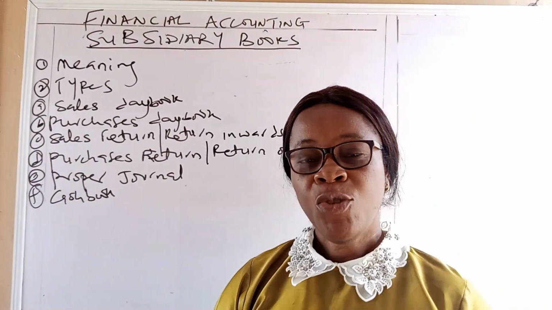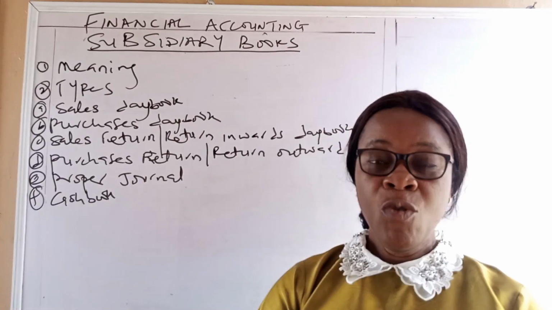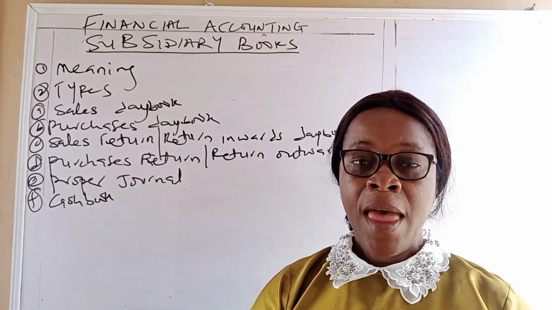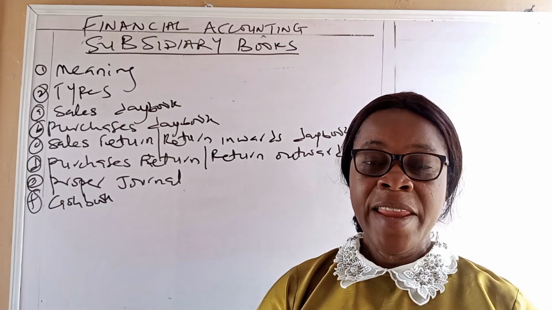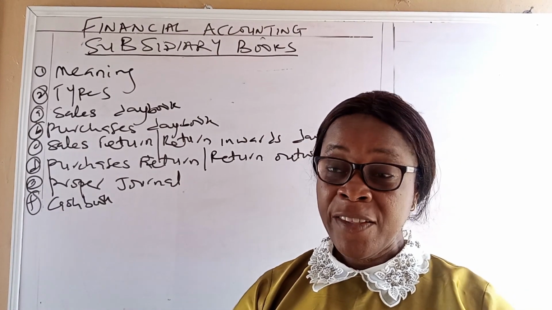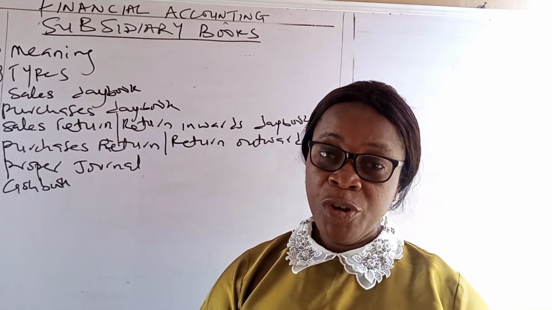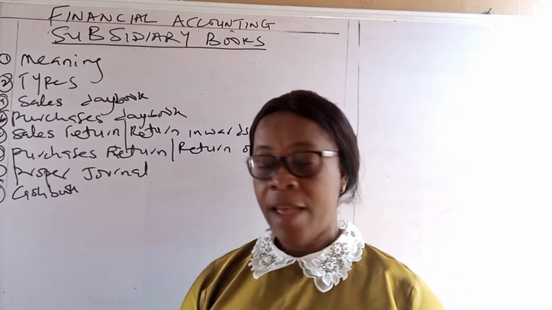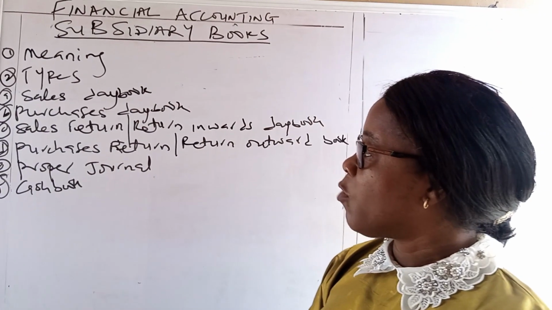So what does subsidiary book mean? Subsidiary books, otherwise known as books of original entry and prime entry, are the books in which transactions are recorded at their initial stage before posting into the ledger. That is the first point of entry of all transactions before posting into the ledger. So that's that about the meaning of subsidiary books of accounts.